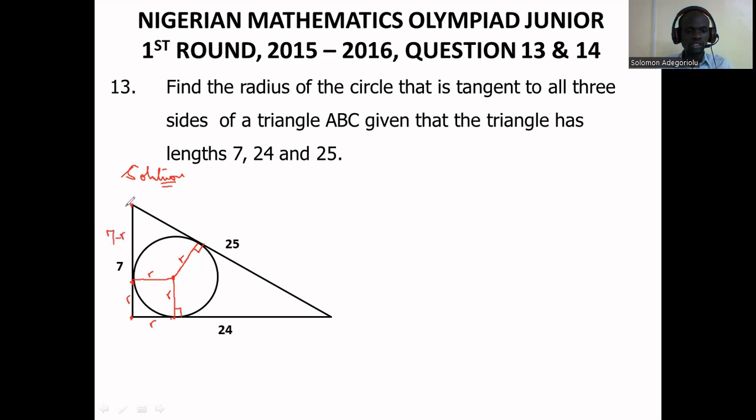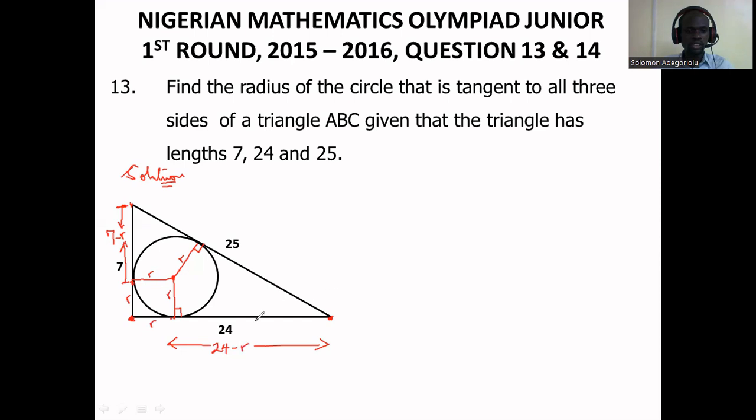So this side is 7 minus r. Let's take a look at this one too. From here to this point is 24. To get from this point to this point, the distance there, we're going to have 24 minus r.